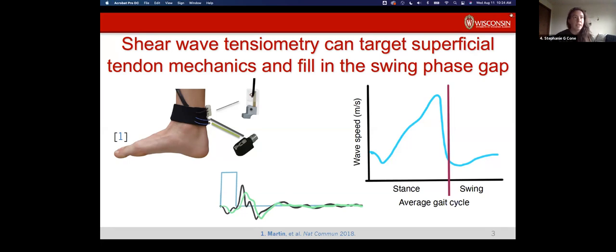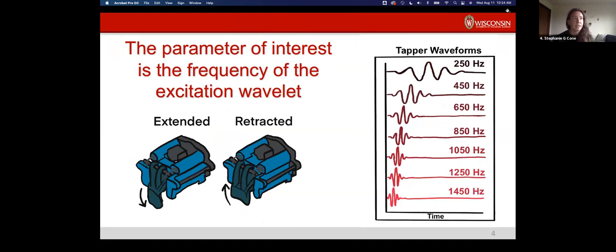However, what we're interested in is seeing if we can excite different frequencies instead of being limited to those generated by our impulsive taps. To do that in this study, our parameter of interest was the frequency of the excitation wavelet, so generating Gaussian wavelets in shapes similar to those shown on the right at different frequencies ranging from 250 to 1450 hertz. To do this, we have our mechanical tapper shown in the diagrams on the left, where we're able to either extend or retract the teal tapping head using a piezoelectric actuator, and we do that in certain patterns to generate the target frequencies.